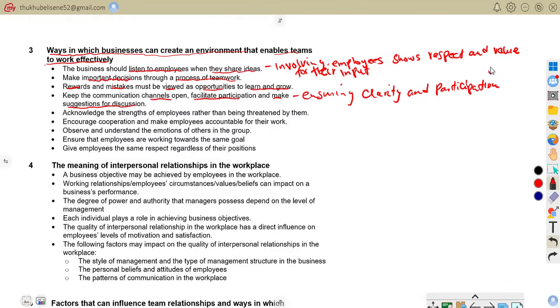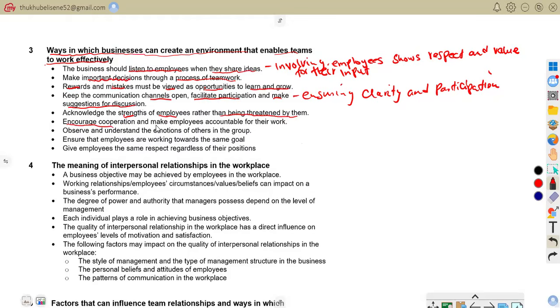And participation. Example, having weekly team meetings to share updates. Now, acknowledge the strengths of employees rather than being frightened by them. That is where you motivate employees and build trust. A manager will praise a worker for their creativity in solving problems. That's how you acknowledge the strengths of employees rather than be frightened by them.